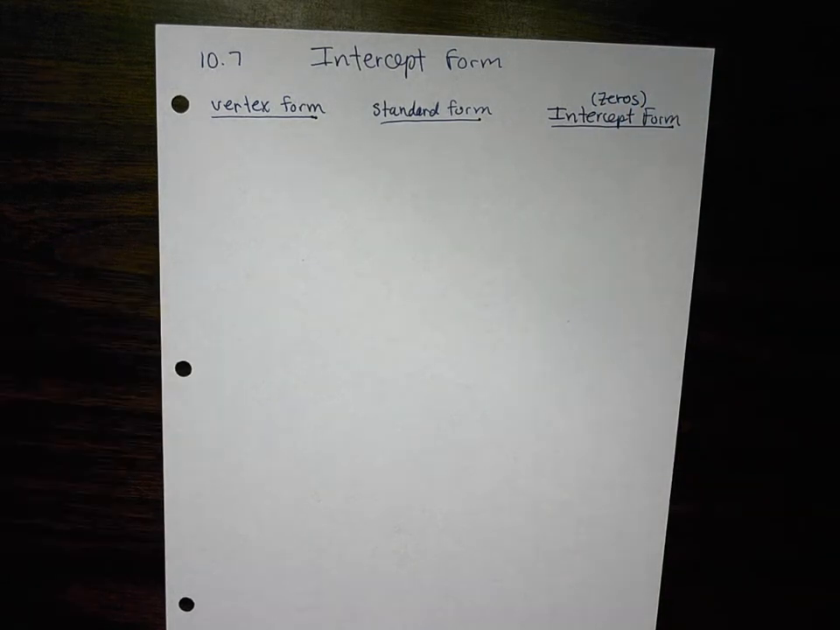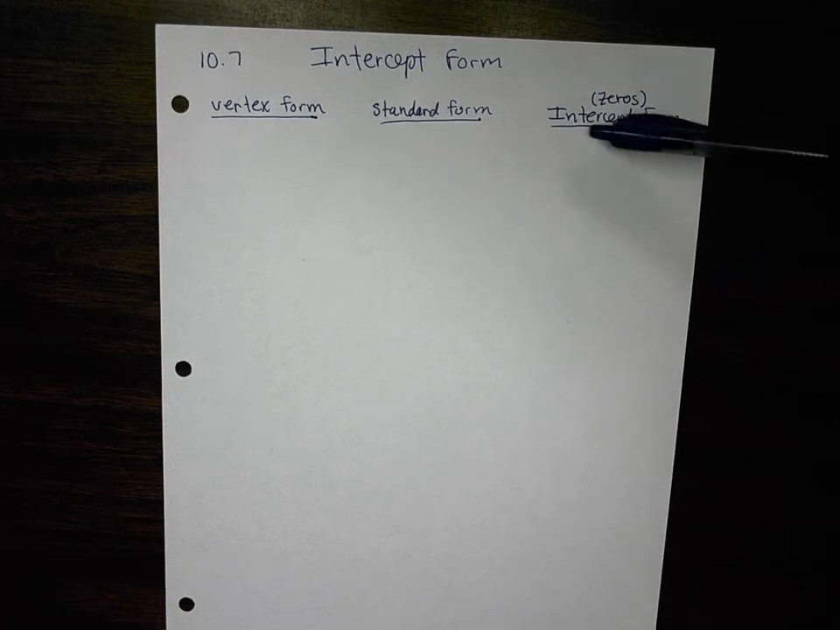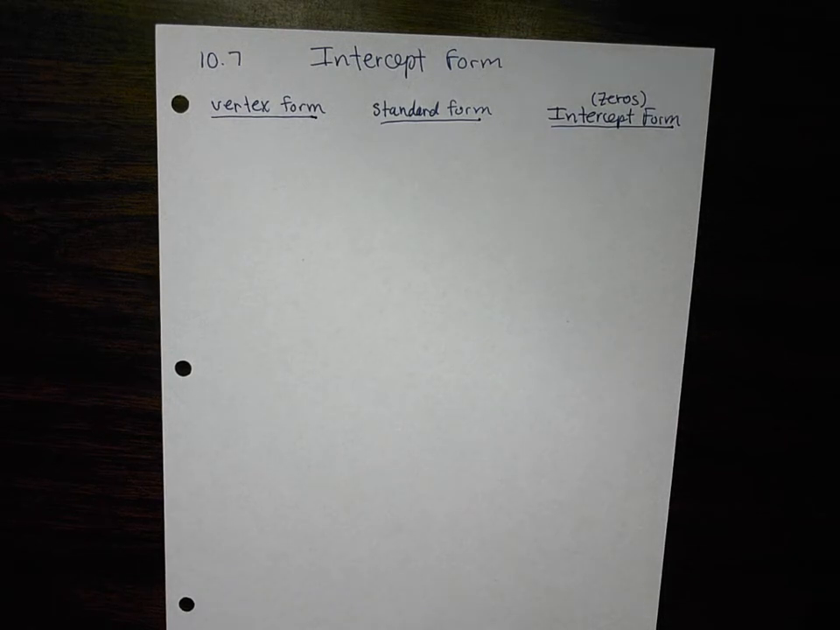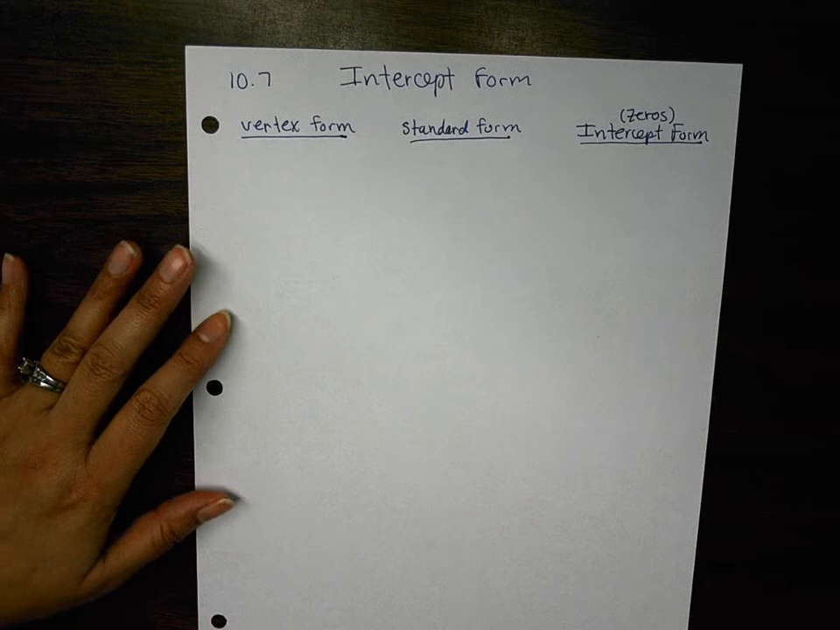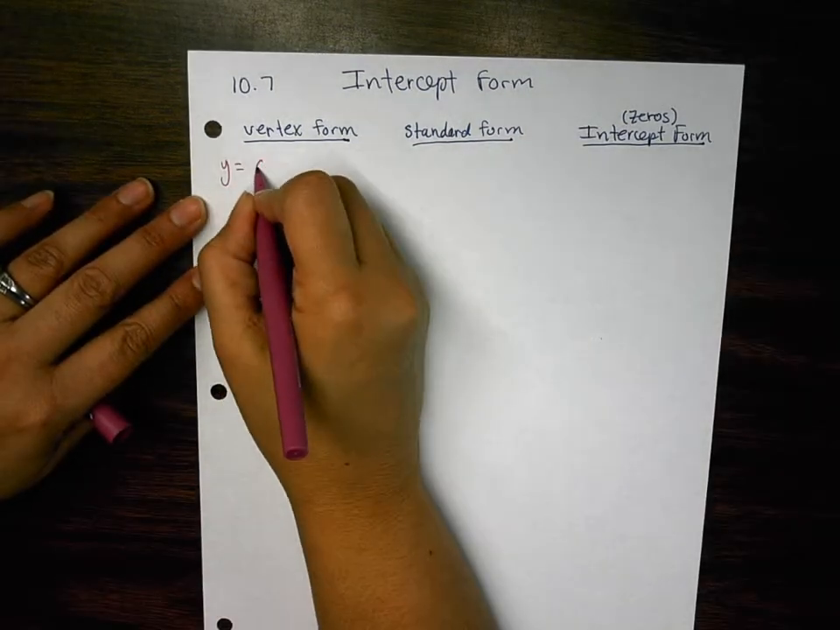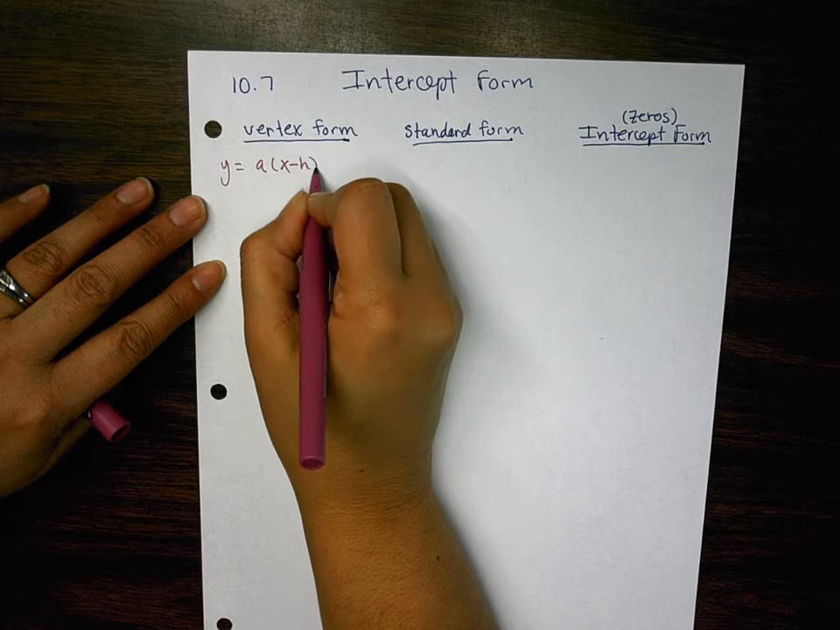I'm going to put up here zeros because many times they'll call those zeros. The zeros are the same as finding your intercepts. So if they ever ask you, find your zeros, they're telling you to find your intercepts. And how do we find our x-intercept specifically? Change the y to 0. Good job.